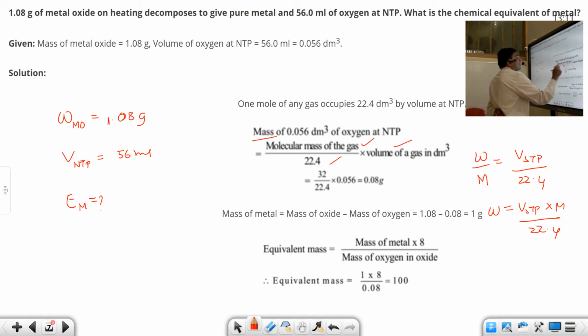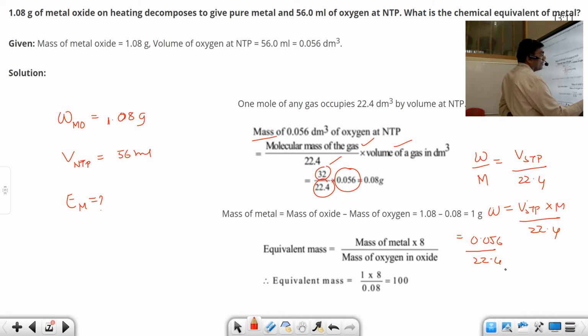So the molecular mass of oxygen is how much? 32, by 22.4, into volume at STP. You have to convert the volume into liters, 0.056. I hope you understand. The volume at STP is given as 0.056 liters, by 22.4, into the molecular weight of oxygen, 32. So you get 0.08 grams. I hope you understood.